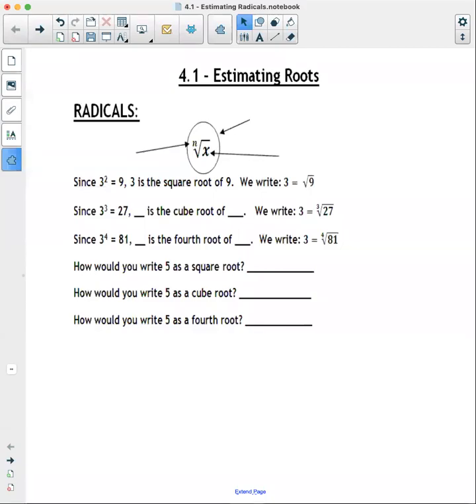All right, so for this video lesson, we're going to be learning about estimating roots. So we're going to learn about cube roots, fourth roots, and continue to practice with square roots.